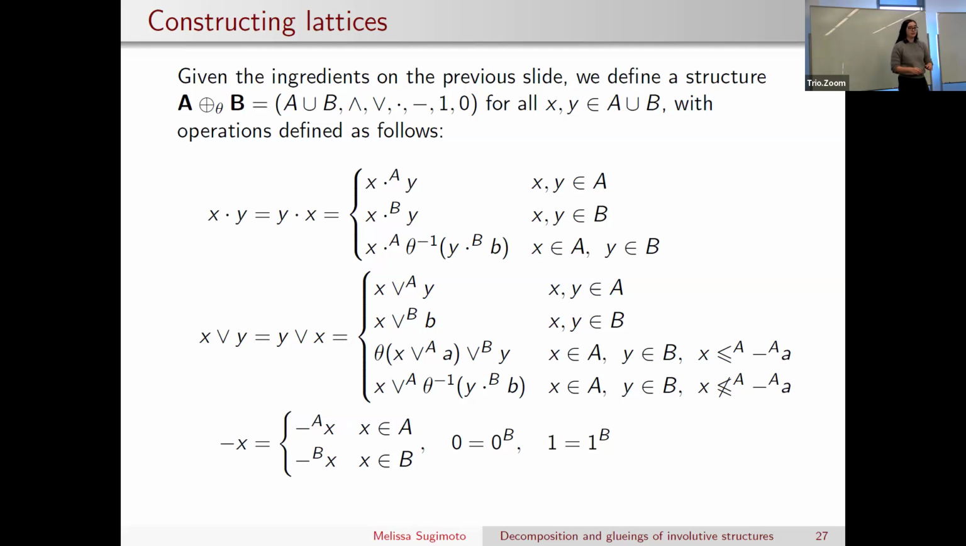We can construct all of the operations as listed on that slide there, which I will not go into in great detail, but it's essentially just applying the theta maps to move everything into the right component and then performing the operations there.